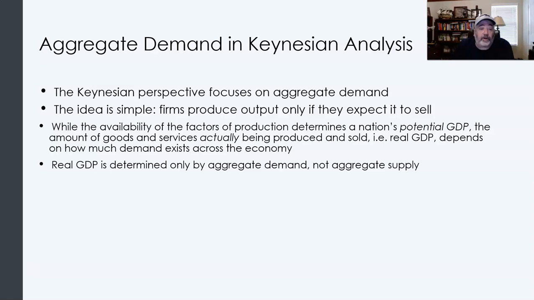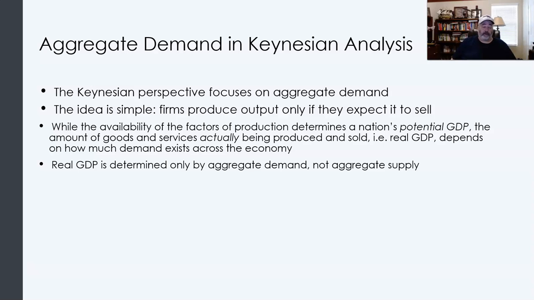But the actual GDP is determined primarily by how much demand there is in the economy, at least according to Keynesian theory. And there's an element of truth to this. Okay, I think that's fairly accurate. I don't personally have some sort of economic hang-up about that. Unlike their claim that firms produce output only if they expect it to sell is some uniquely Keynesian thought. That's ridiculous.